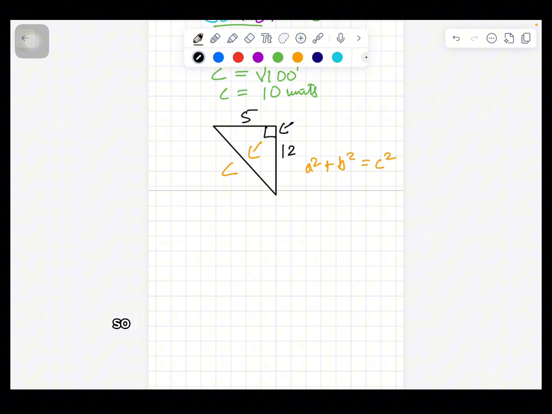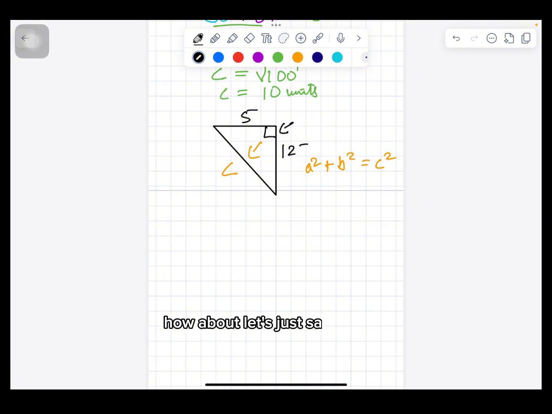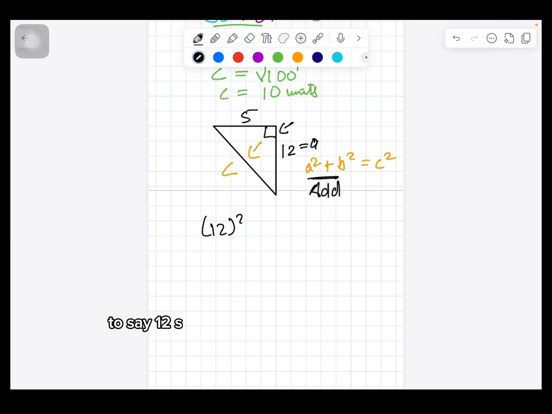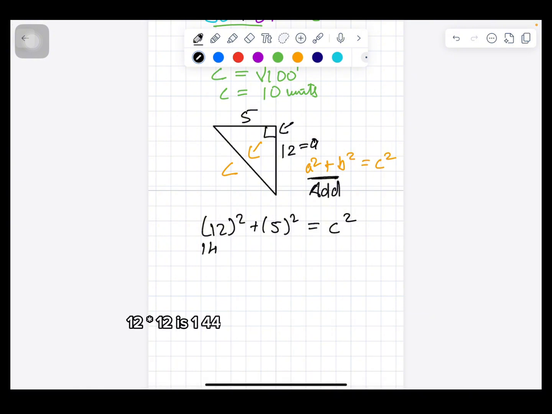So same thing, we'll sub in our values. This time, let's just say this is A, because you guys would be thinking, why don't you choose A? He always chooses the base, or we'll choose that. Nope, it really doesn't matter. Just put the values because at the end those two add. Let's say 12 squared plus 5 squared equals c squared. 12 times 12 is 144 plus 5 times 5 is 25 equals c squared.